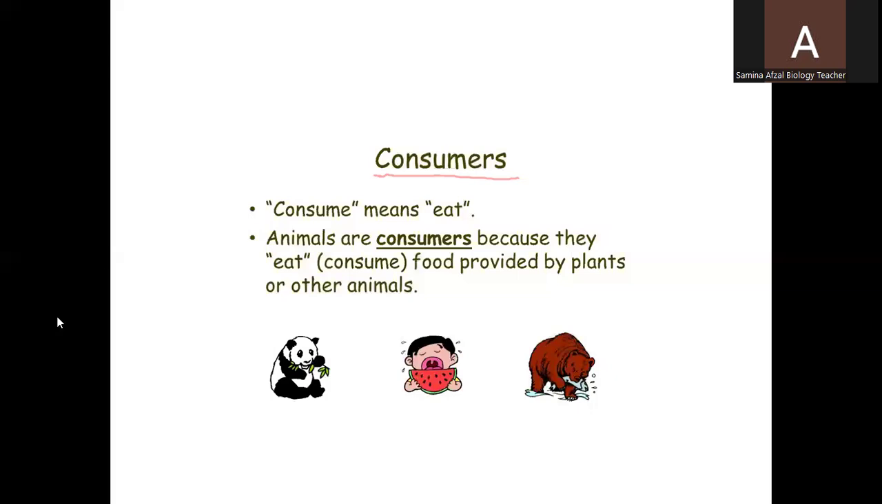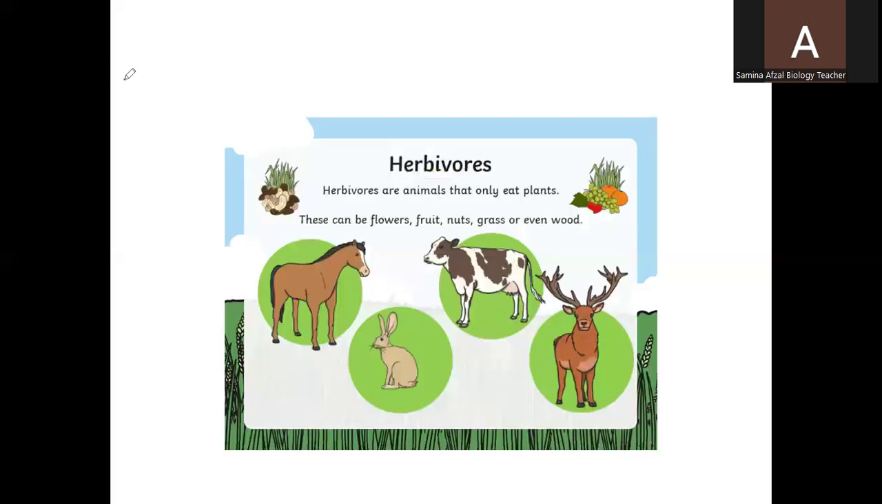So first of all, the herbivores. Herbivores are those types of consumers which depend on plants for food. For example, the plant eating animals are called herbivores. So the herbivores will only eat the plants. Examples can be the horse, cow, rabbit, deer, etc. There are many other organisms which depend only on plants.